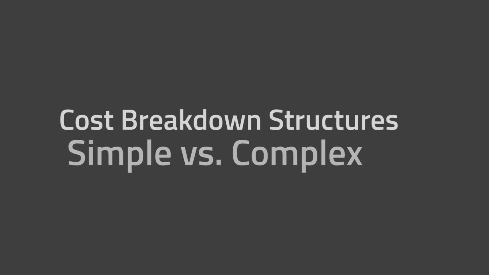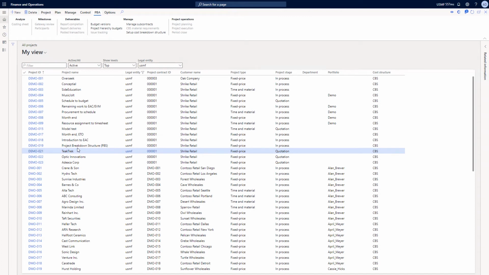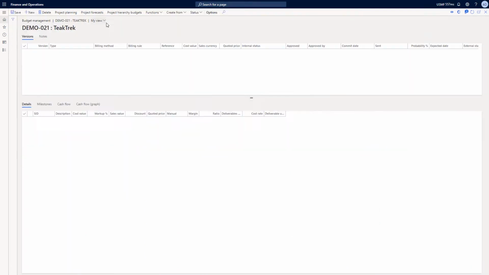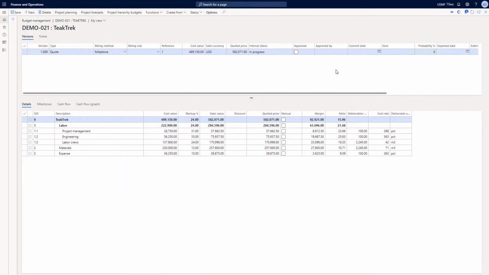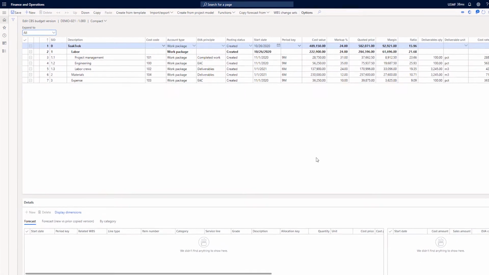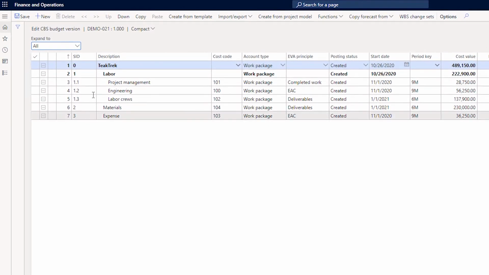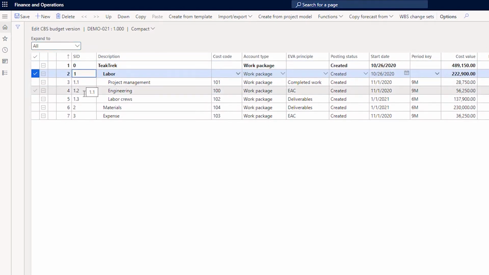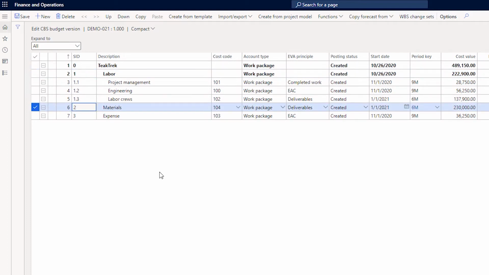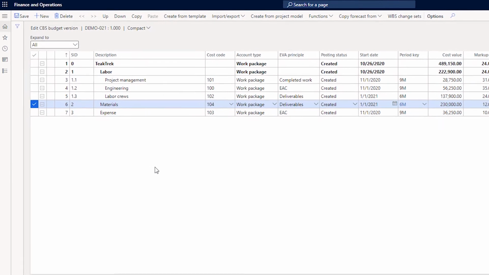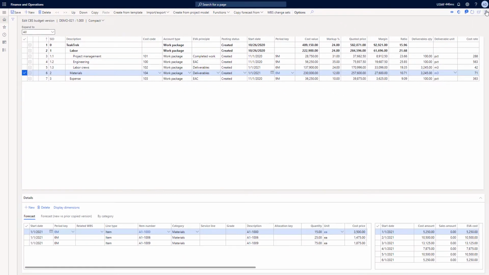A CBS can be anything from a few accounts in a flat structure to thousands of accounts in a deep and complex hierarchy. I have created a couple of examples of that. Let's first try to review a very simple CBS. Here you can see a cost breakdown structure with just 7 accounts. I have a summary for labor, which I can then break down into 3 additional components, and then 1 account for materials and 1 for expense. So a very simple CBS, presumably to manage a fairly simple project.